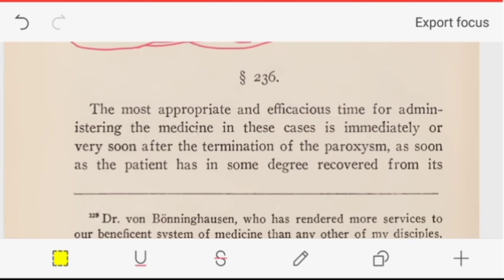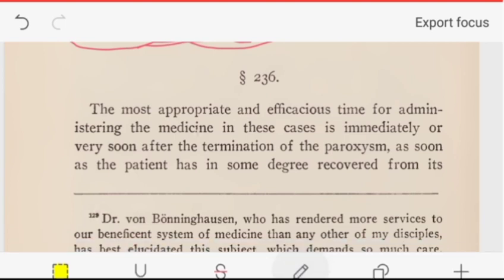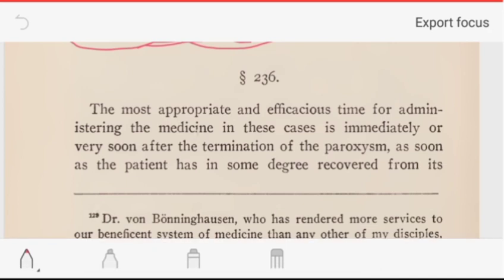written what happens to that person when allopathic treatment is given. So what is the most appropriate time? In 236, the most appropriate time of administering the medicine is immediately, very soon after the termination of the paroxysm. This question is very commonly asked: during the febrile condition of intermittent fever, at which time should we give the medicine to the patient?